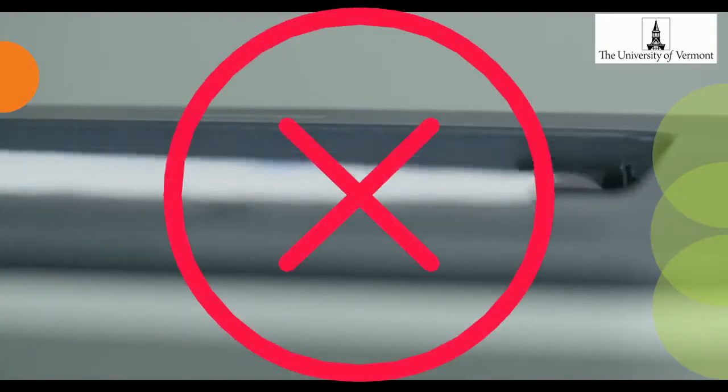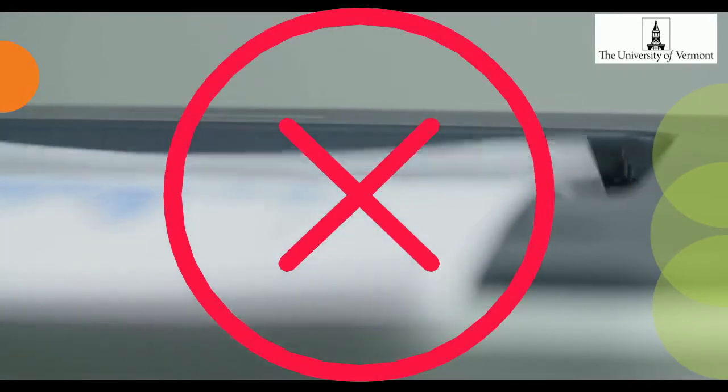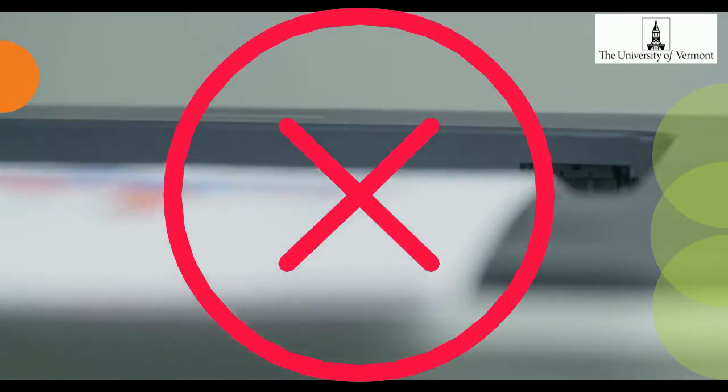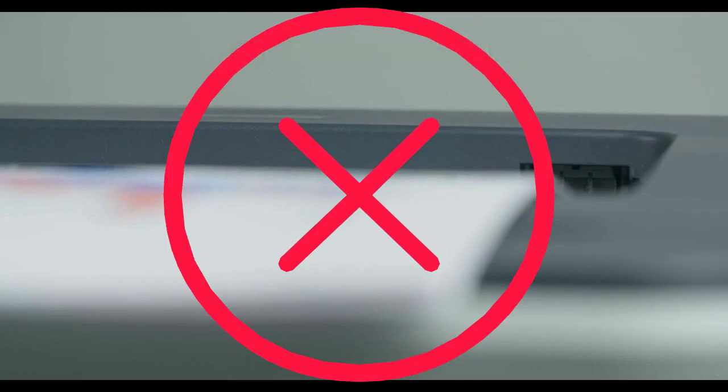Outside of the approved reviewer process described on our website, you should never ever download, print, or otherwise share a disclosure form for anyone. Pass those inquiries along to my office at coi.coc@uvm.edu. Your responsibility is to review the form. It's not to further disclose information. If it's allowable and appropriate, my office will handle the disclosure.